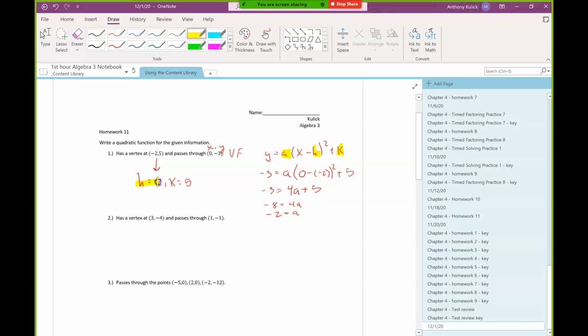So now we have our values for a, h, and k. So all we have to do now is put those into the formula. And there's our final answer. Joe, are you happy with what we did there? Yep, thank you. Yeah, no problem.